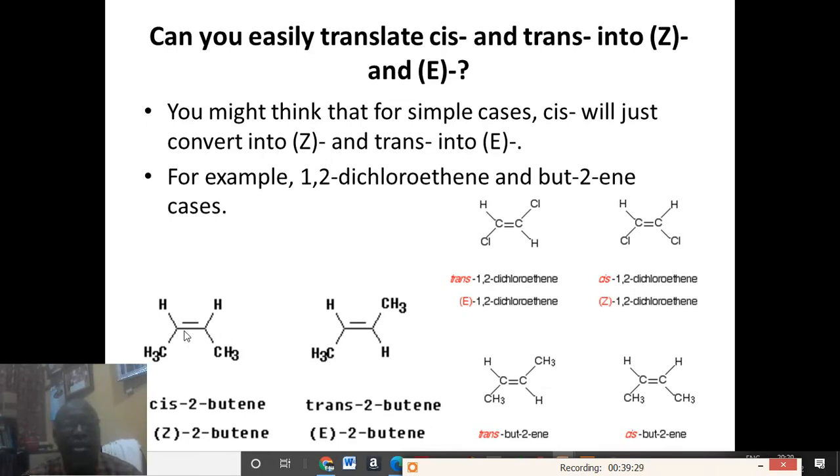Here is 2-butene. The methyl groups are on the same side: cis, Z. Here the methyl groups are on opposite sides: trans, E. Okay?